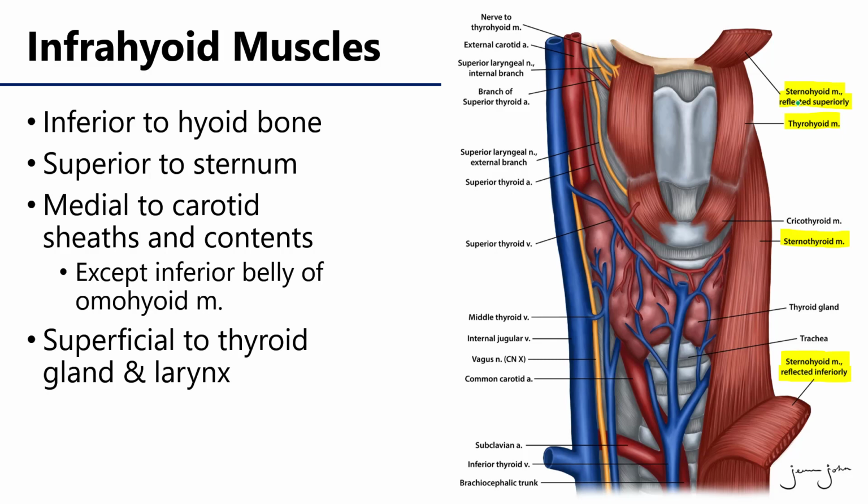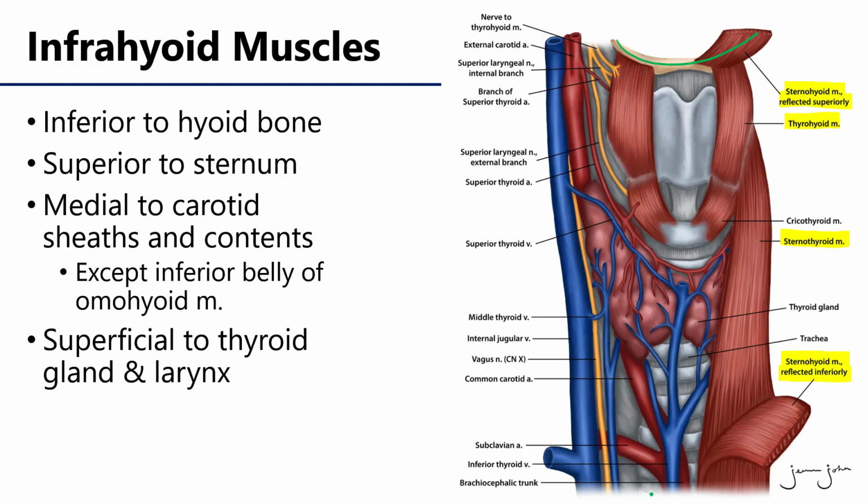Turning our attention to the anterior aspect of the neck, we have what are known as the infrahyoid or the strap muscles. The infrahyoid muscles get their name because they are found below the hyoid bone, sometimes called the strap muscles because their appearance is as straps.